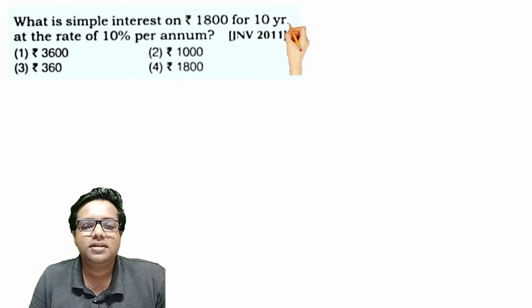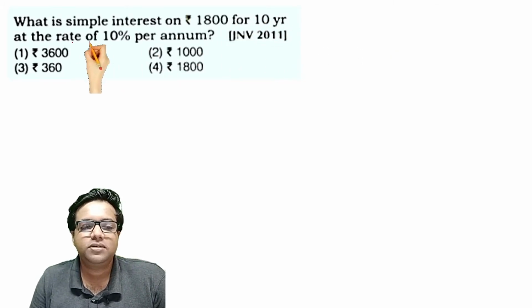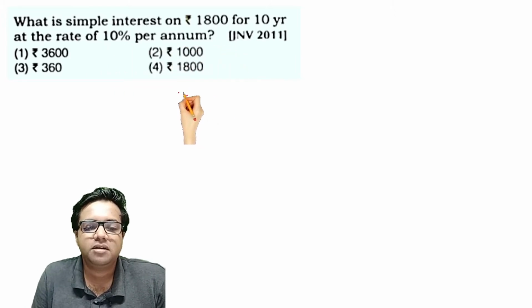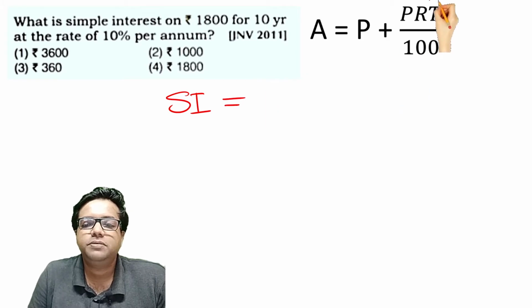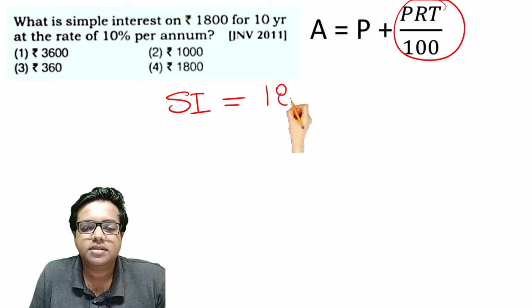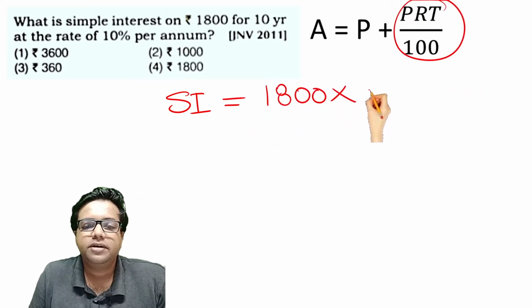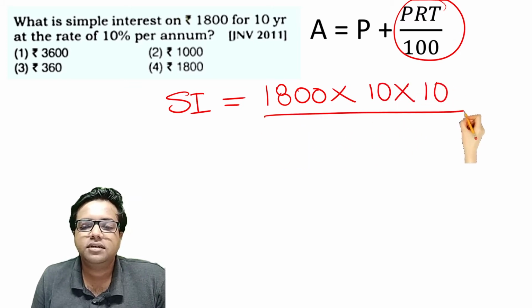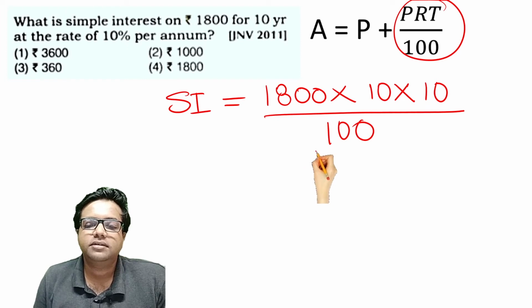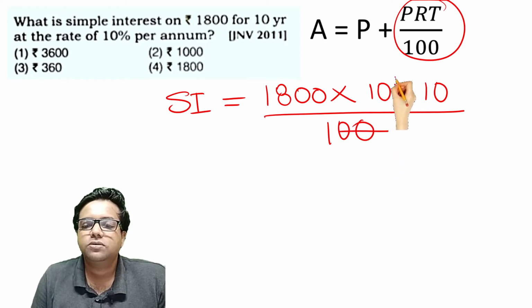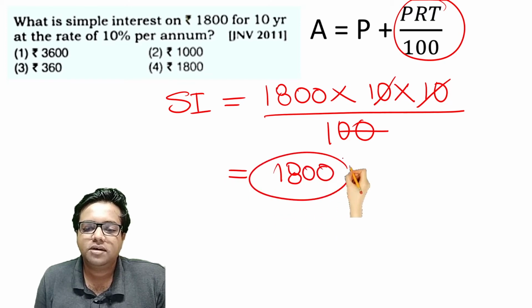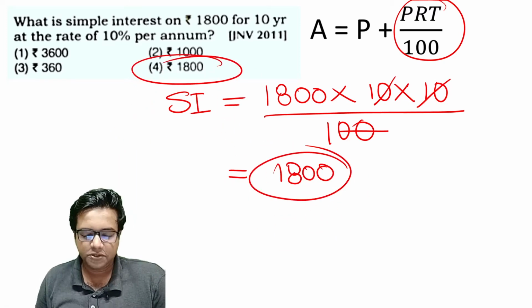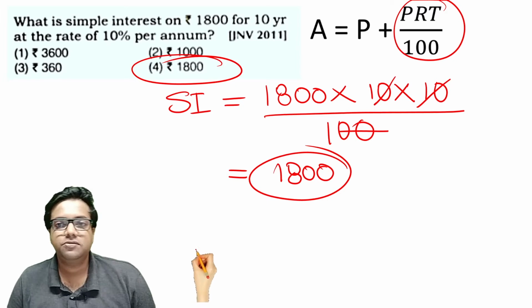Let's move ahead. What is the simple interest on 1800 rupees for 10 years at a rate of 10% per annum? Simple interest is equal to PRT by 100, right? Principal is 1800 rupees into rate of interest is 10% per annum into number of years is 10 divided by 100. 2 zeros and 2 zeros go away. You are only left with 1800. So option 4 is the right answer for this question.